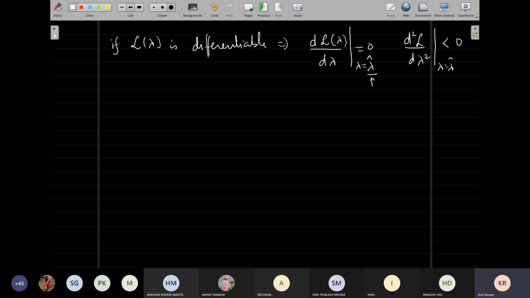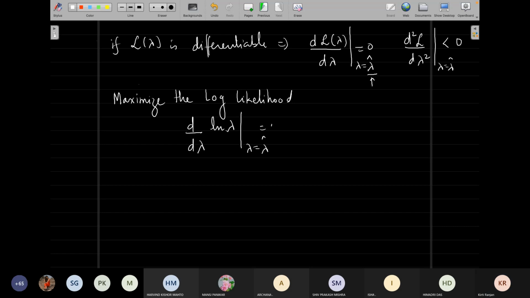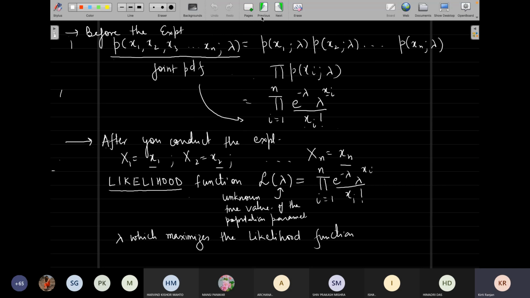And generally, instead of maximizing the likelihood, we maximize the log likelihood. So I am going to do d/d lambda of log L equal to 0. Why would I like to do it? It is rather simple from the previous page. The likelihood function is the product of so many terms. If you take the log, the product converts into a sum of logs. And if it is a sum of logs, taking the derivative will be easy, because you are not taking the derivative of a product of many functions, but of a sum of many functions. And it is always easier to do that.